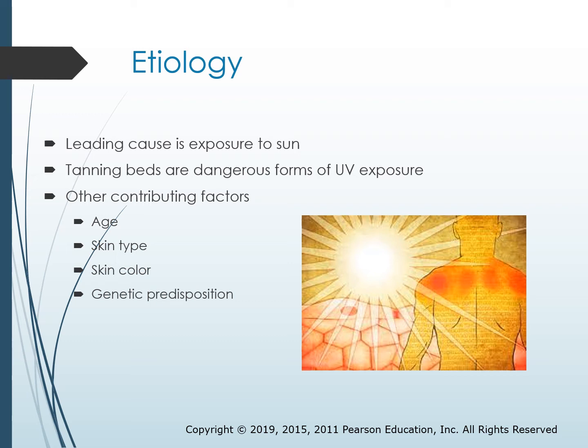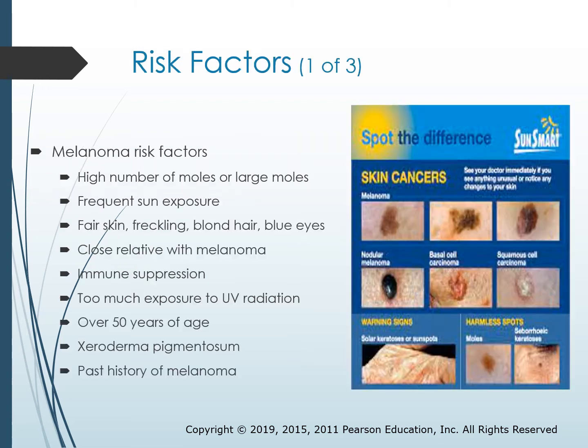Tanning beds are another dangerous form of UV exposure. Other factors are age, skin type, skin color, and genetics. One of the things is that people with lighter skin tones may be more susceptible to skin cancer than people with darker skin tones. But let me say, anybody can get skin cancer. Risk factors vary according to the type of lesion. Melanoma, non-melanoma, and actinic keratosis each have specific considerations related to the risk factors.